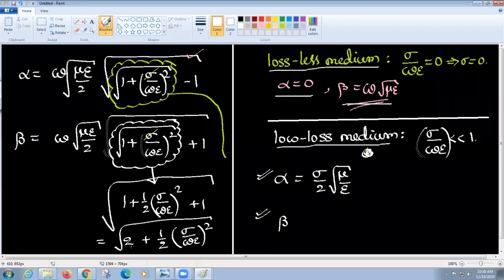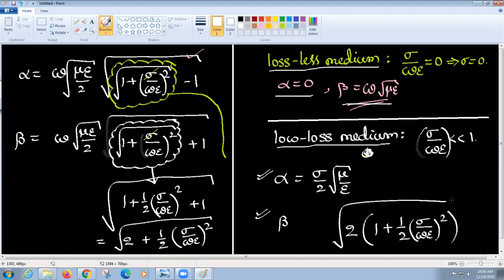Now what do you do in this case? You can take 2 common, right? So now you have 1 plus half sigma by omega epsilon whole square. Agree? This becomes 1 by 4, this one. Yes, sir.